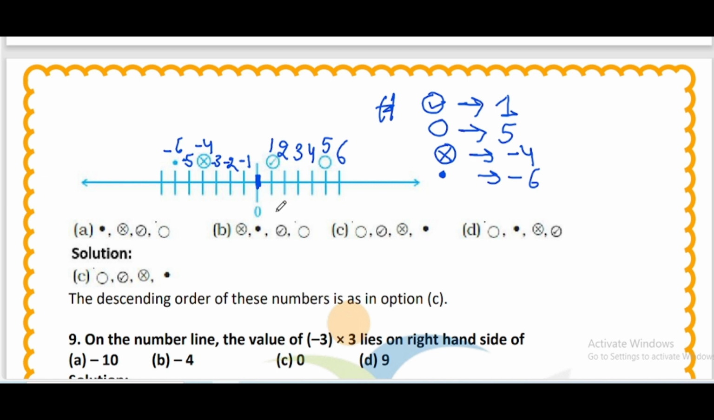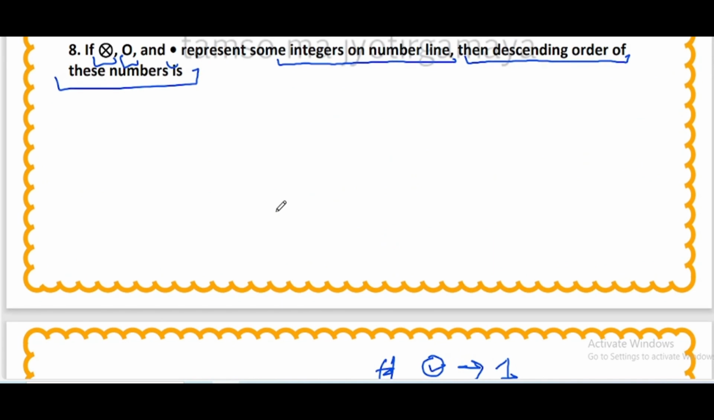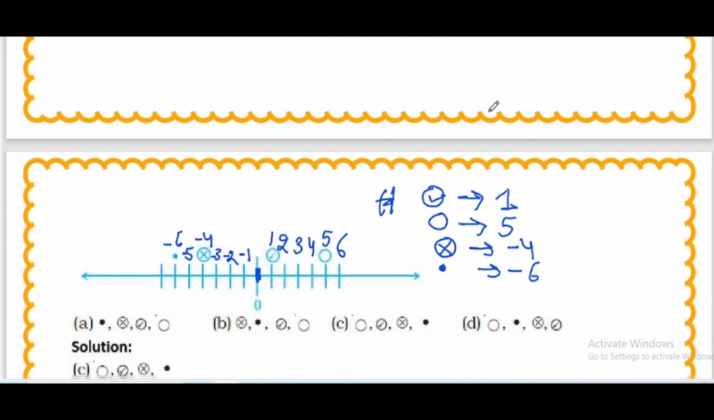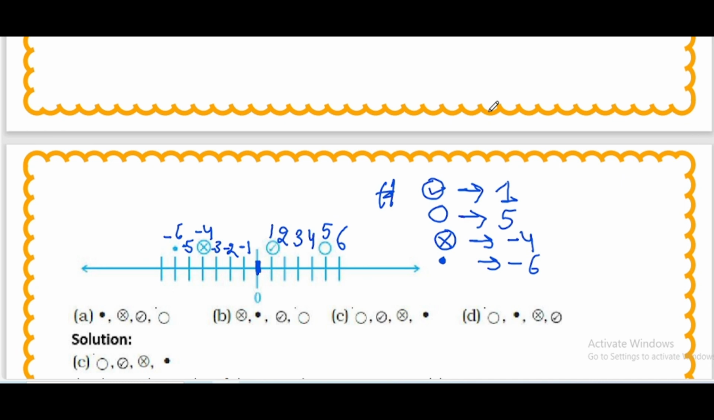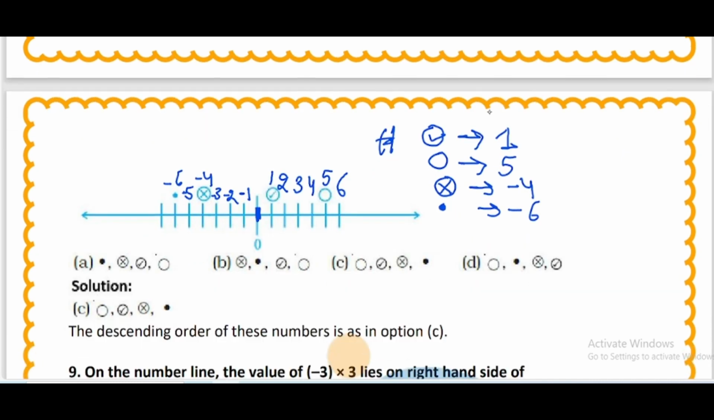Then the question is: arrange in descending order. Which one is greater? 5 is the greatest among these integers. Then 5, then 1, then minus 4 and minus 6. This arrangement is in descending order.